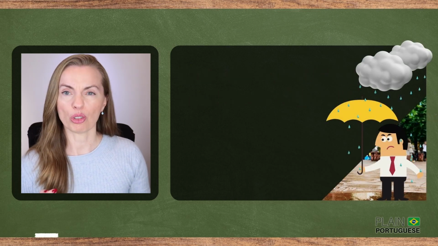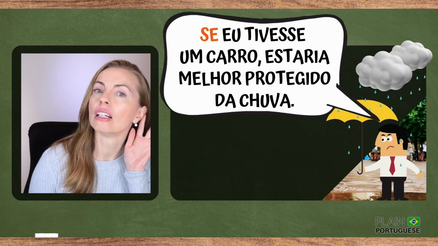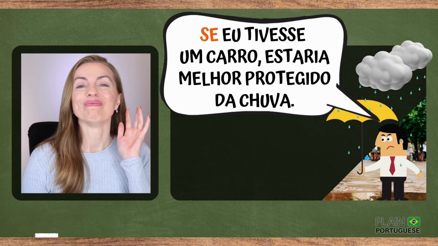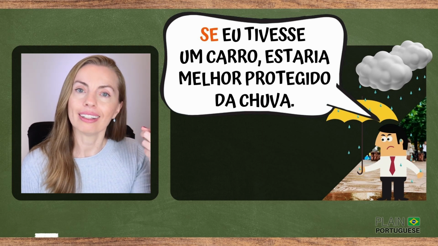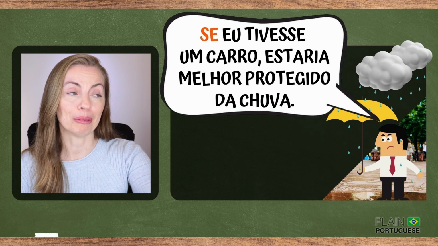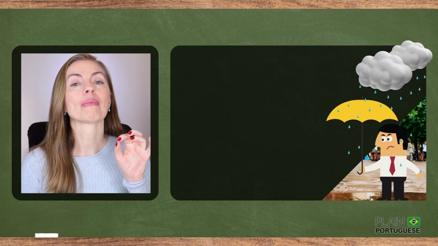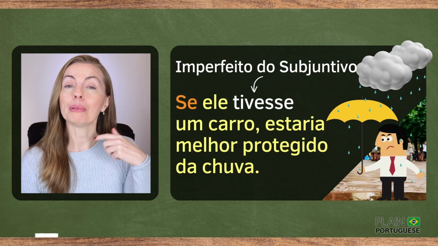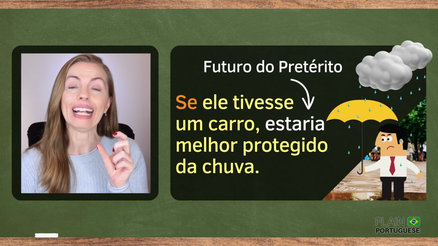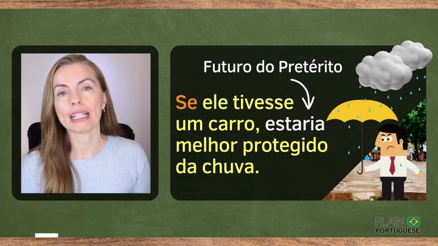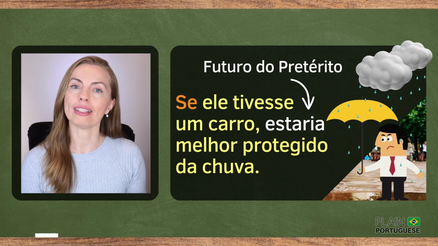What? He seems to be complaining about something. What is it? Se eu tivesse um carro, estaria melhor protegido da chuva. He doesn't have a car, but if he had a car, yes, he would be better protected from the rain. So in Portuguese, you will use the imperfect subjunctive in the if part of the sentence here and the conditional, the verb tense we call futuro do pretérito, in the other part of the sentence.